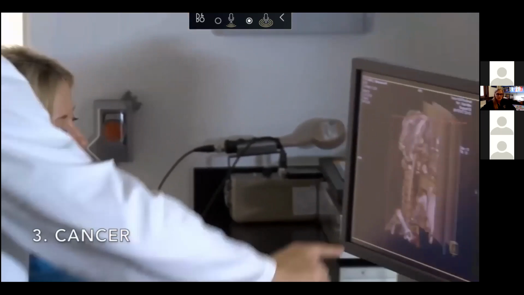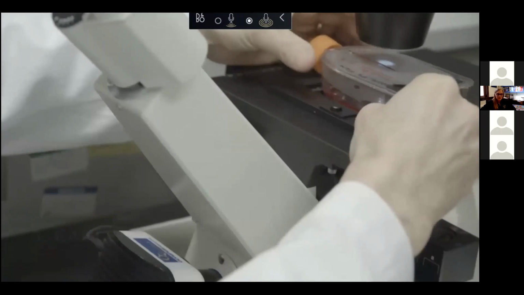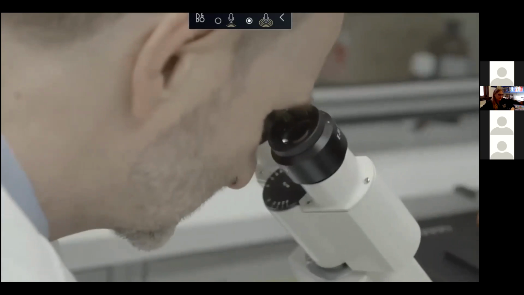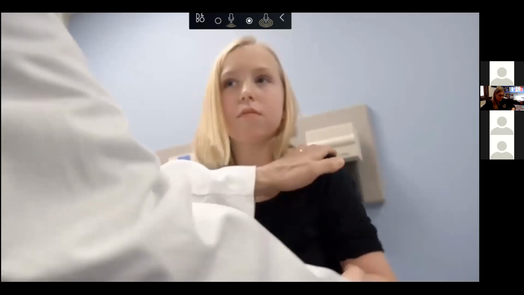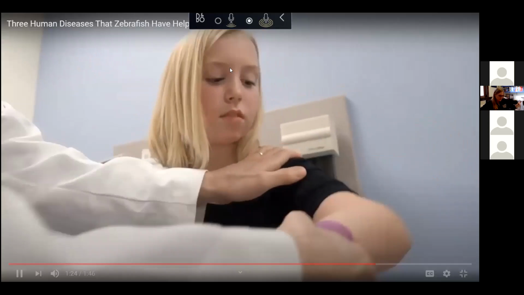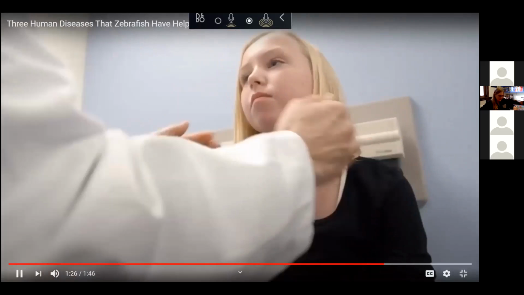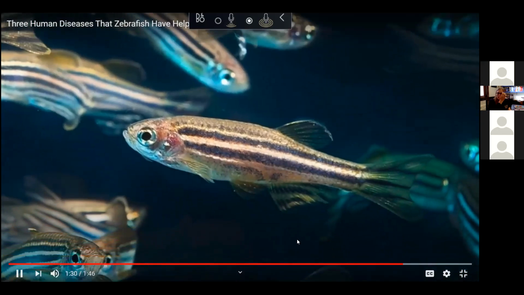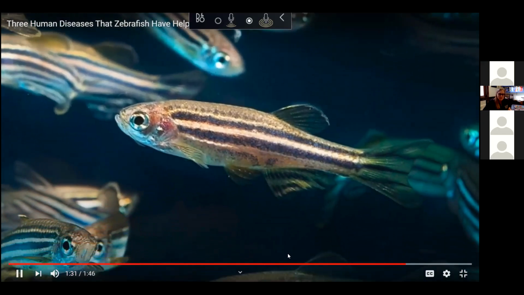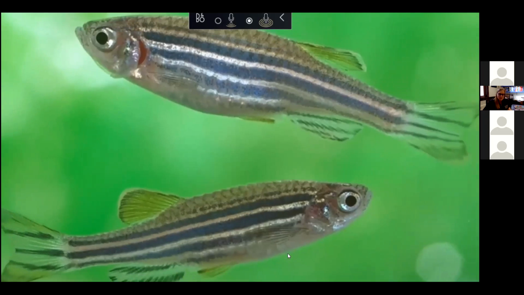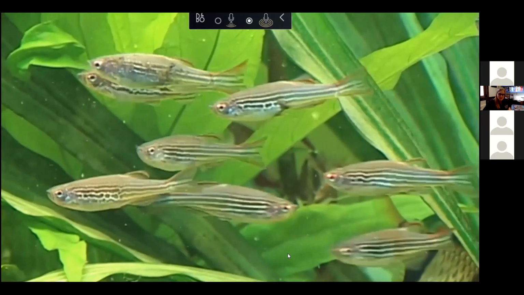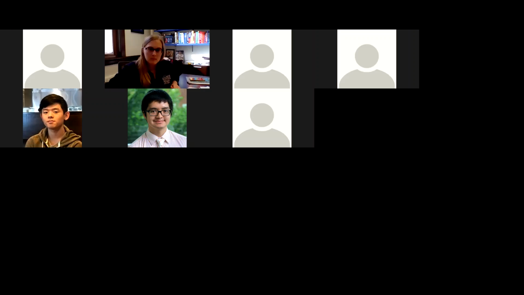Number 3 is cancer. Zebrafish have also proven to be a great model to study different forms of cancer. For example, zebrafish have allowed scientists to find safer and less toxic methods for treating pediatric cancer. These are just 3 diseases that the zebrafish have helped researchers study and find treatments for. They have continuously proven to be a great ally in the efforts of biomedical research to help improve the lives of humankind. For more information, please feel free to visit us at FB Research.